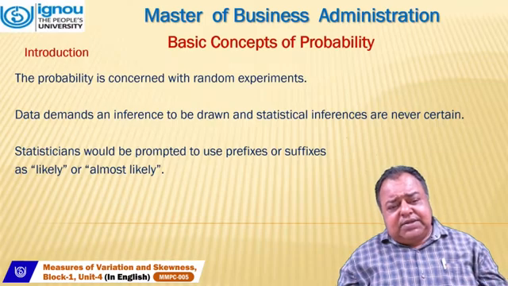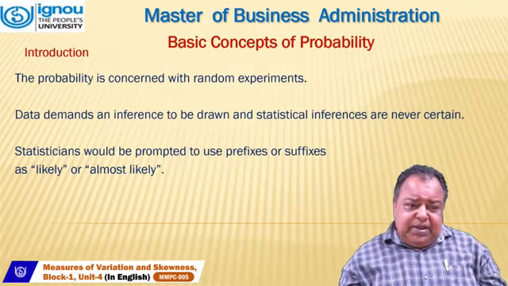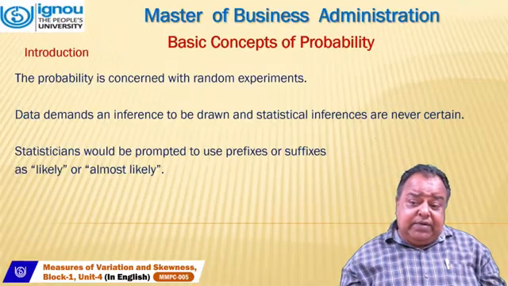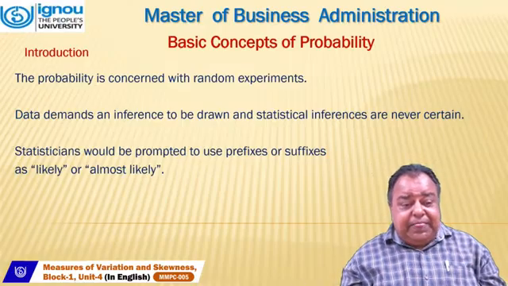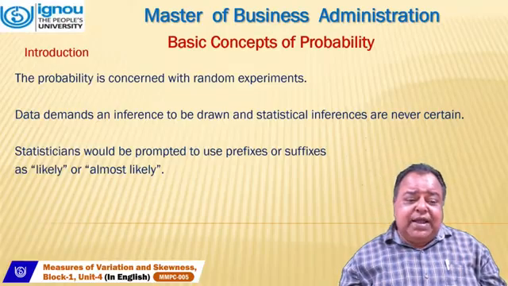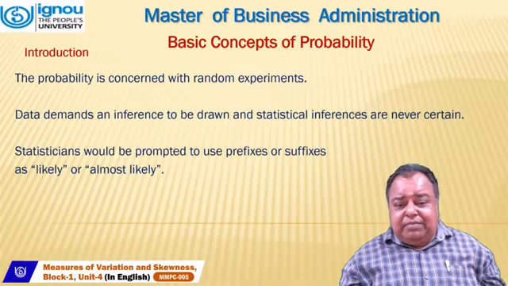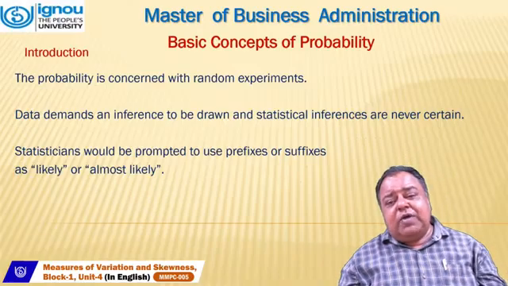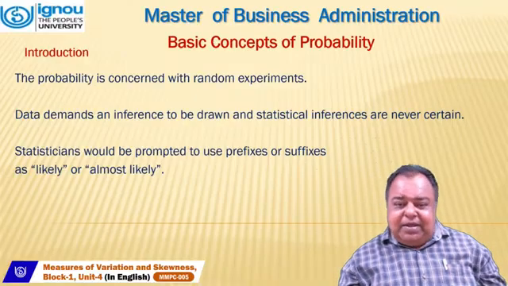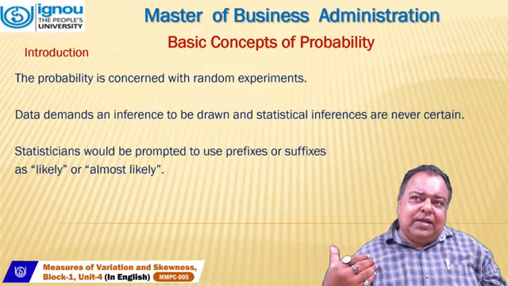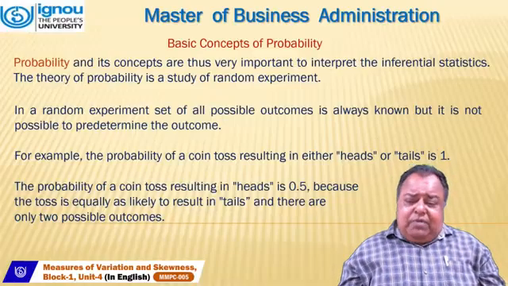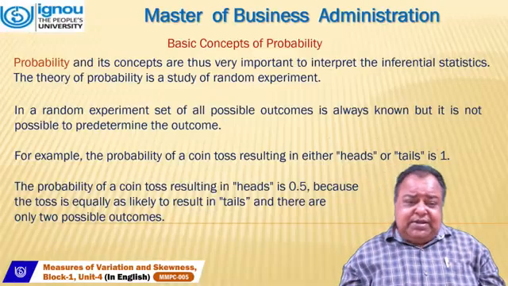Probability is concerned with random experiments, where the inferences to be drawn in statistical inference are never certain. Statisticians are prompted to use words such as likely or most likely. Prediction: we may say that tomorrow it may rain. Nobody can say that tomorrow it will rain, but it may rain. That is what we have: a probability. Probability and its concept are thus very important to interpret inferential statistics.